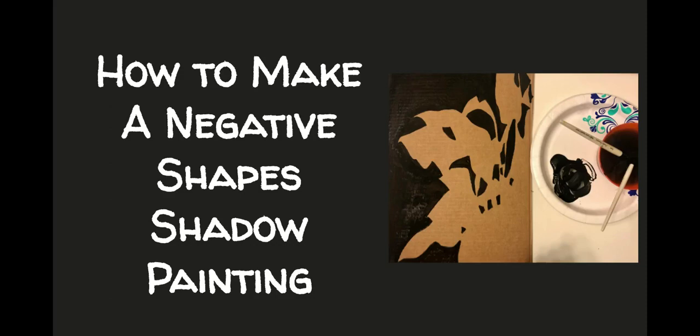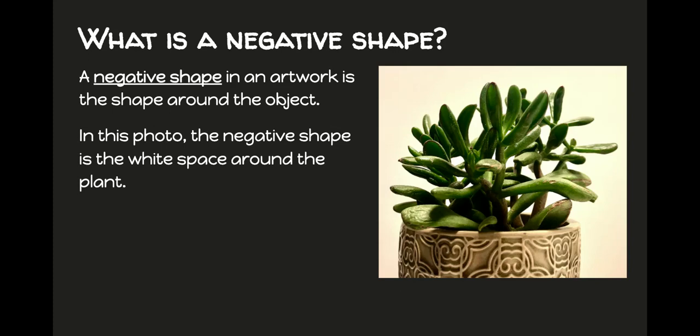How to make a negative shapes shadow painting. What is a negative shape? A negative shape in an artwork is the shape around the object. In this photo, the negative shape is the white space around the plant.